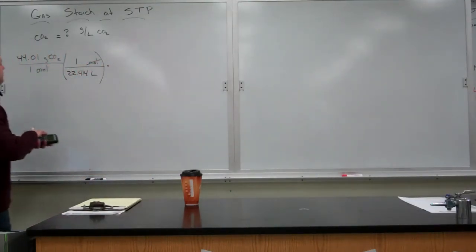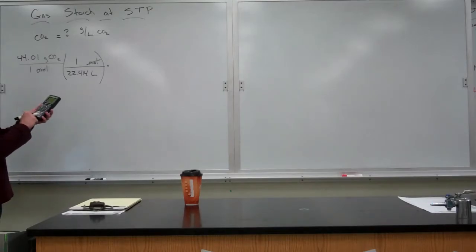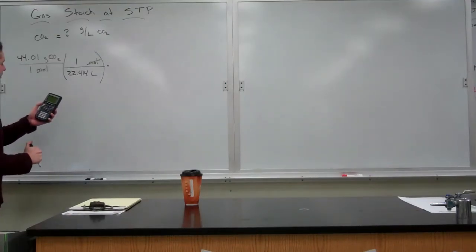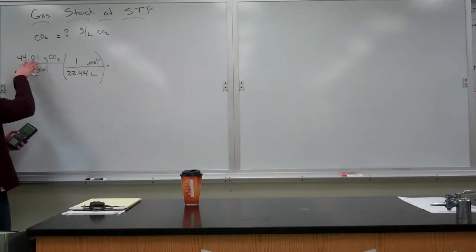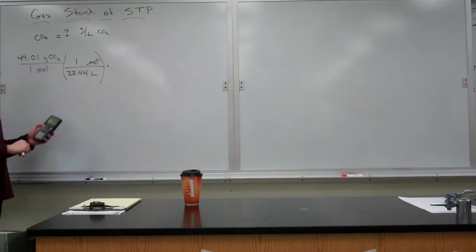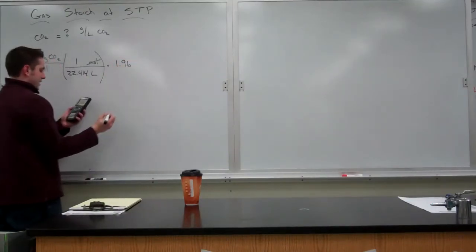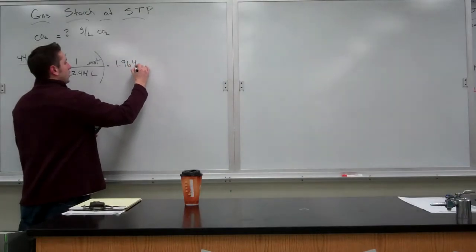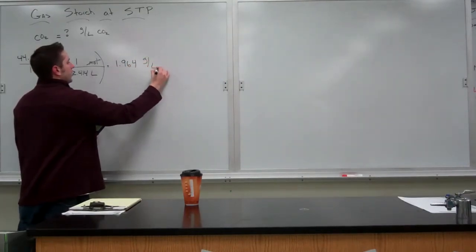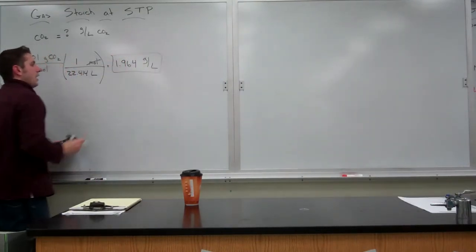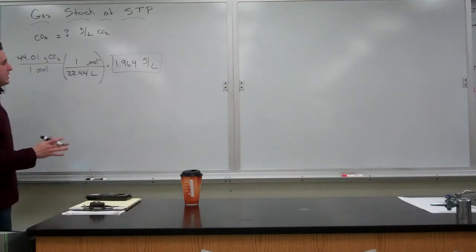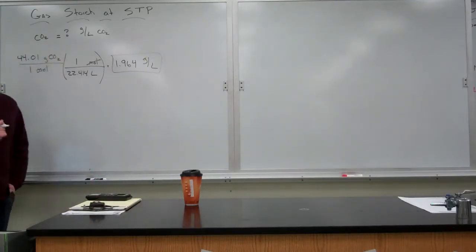I would get a calc. Take my 44.01 divided by 22.414, and my calculator says 1.9635. I only get 4 sig figs here, 5 sig figs here, so with 4 in my answer, I will call that 1.964 grams per liter. And that would be my density of CO2 at STP.